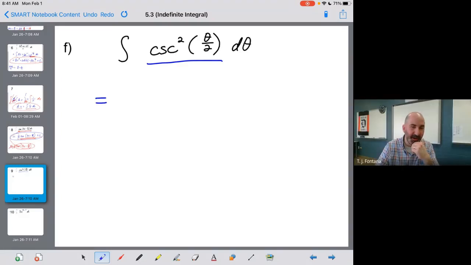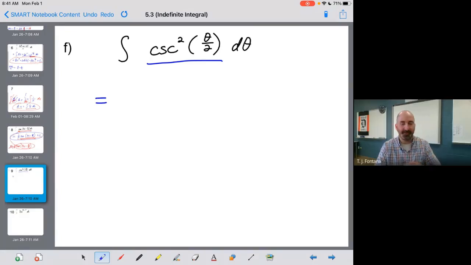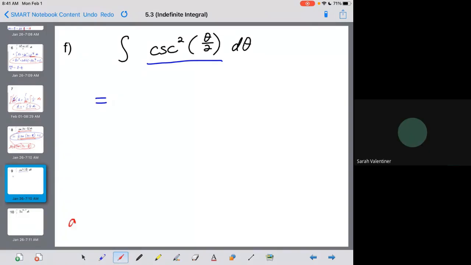I think so. Kind of, right. Gabe, do you know? I would have to look back at my notes. Okay. Sarah, do you just know it? It's cotangent, right? You're close on that one. Negative. Let me write something down at the bottom. Was it negative cotangent?